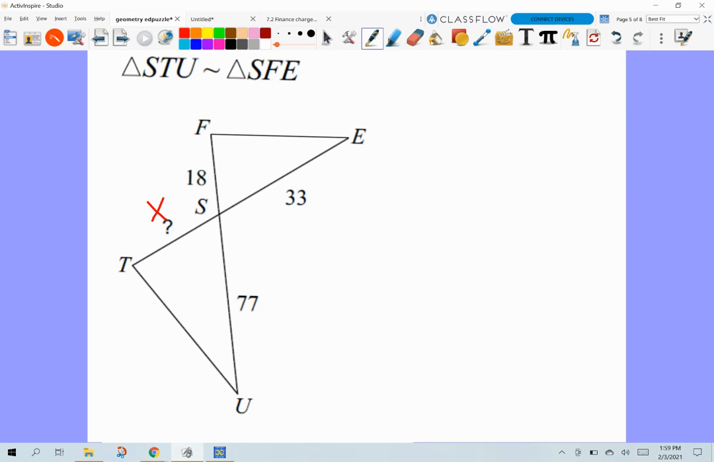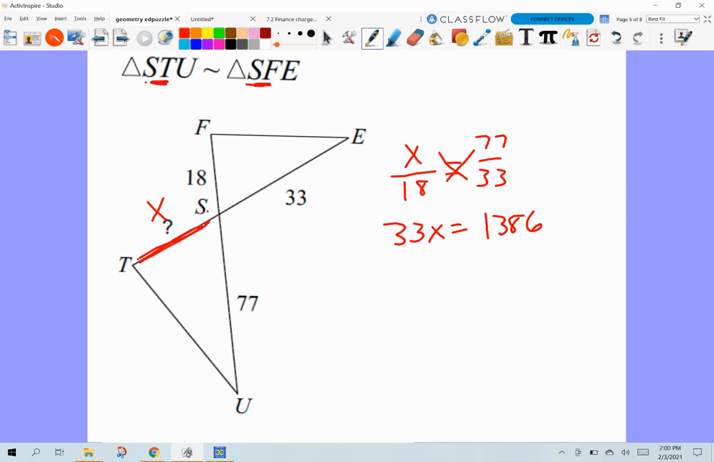Again, I always start building with the side I'm looking for. So X over, that is ST. ST here matches up with SF in the other triangle. So that's going to be X over 18. And then 77 over 33 for the other one. When I divide, I got 42.